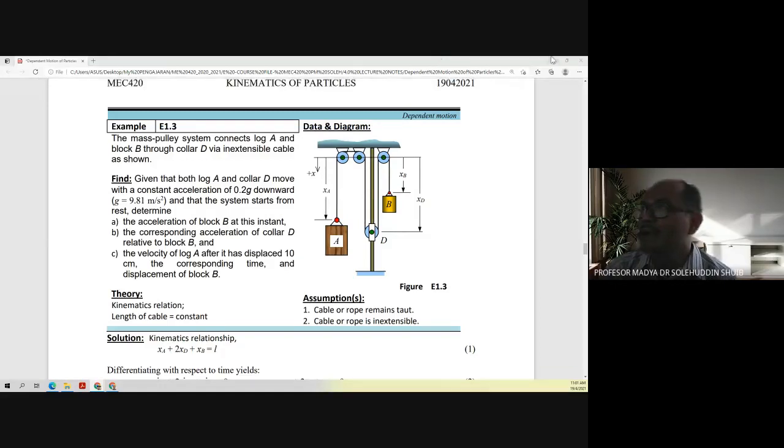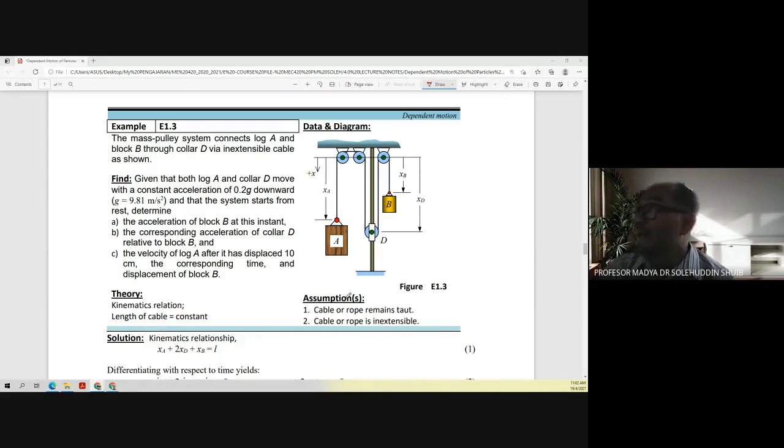Welcome back. We're going to continue with another example of dependent motion for kinematics of particles. This is a typical quiz and exam question related to this kind of problem. If you look at this type of problem, I think it's quite clear what you need to do.